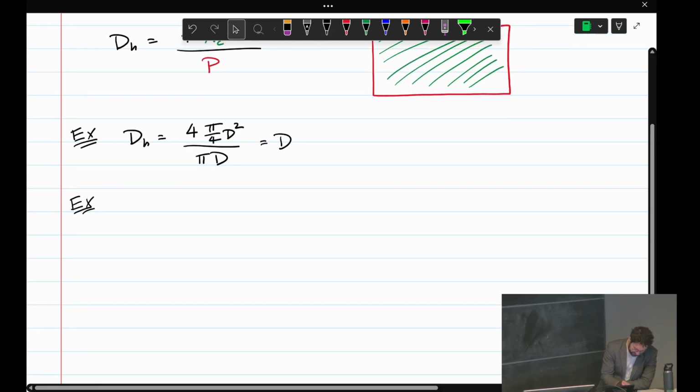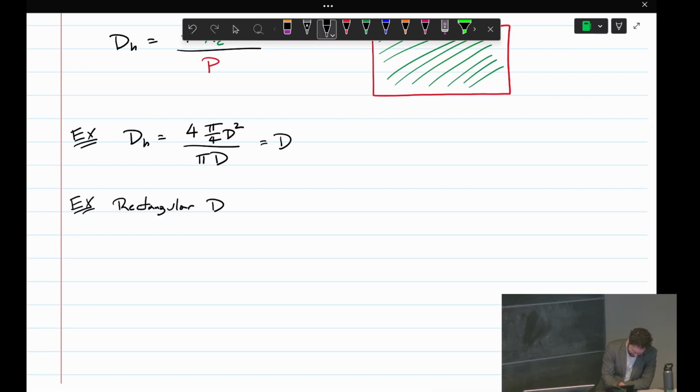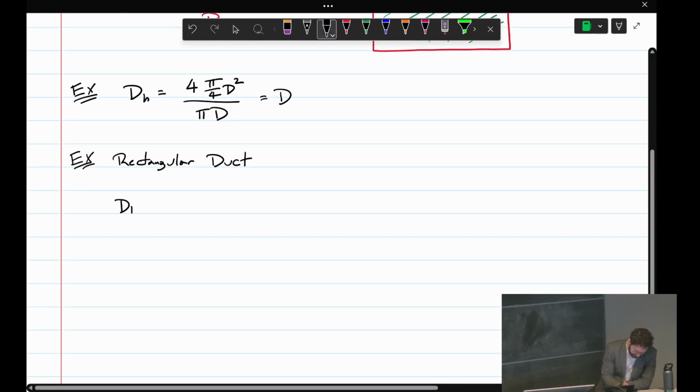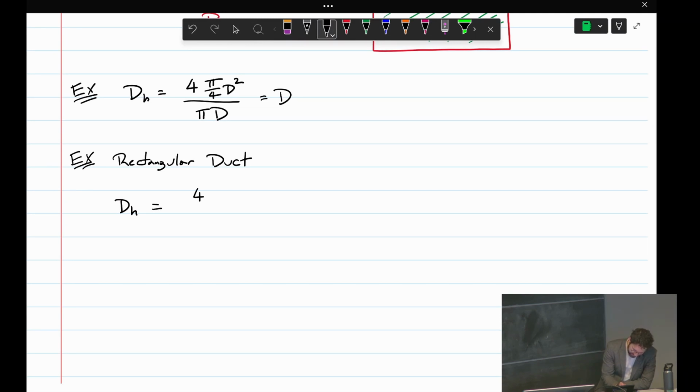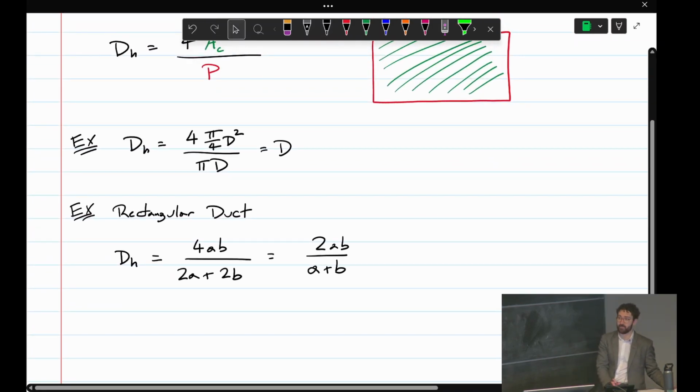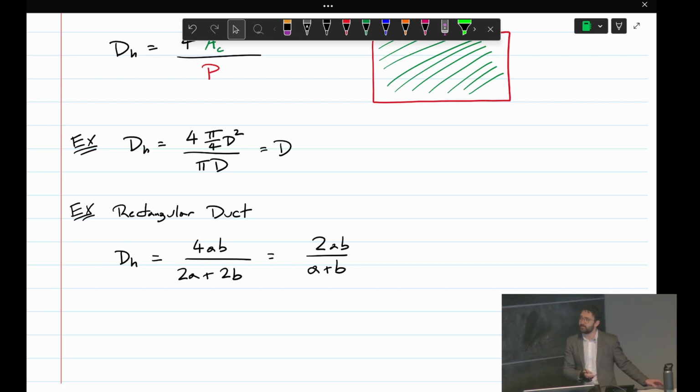For a rectangular duct, say we have a rectangle with two sides, A and B. The area is AB. So we get 4AB over 2A plus 2B, which is 2AB over A plus B. So this is a geometrical property, just in the same way that the diameter of a pipeline is a geometrical property of the pipeline.